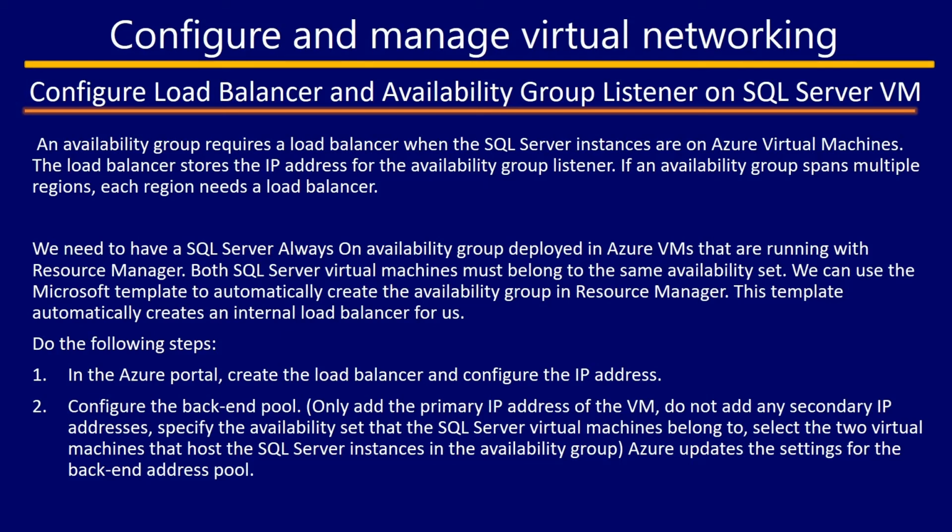Do the following steps. First, in the Azure portal, create the load balancer and configure the IP address. Second, configure the backend pool. Only add the primary IP address of the VM. Do not add any secondary IP addresses. Specify the availability set that the SQL Server virtual machines belong to. Select the two virtual machines that host the SQL Server instances in the availability group. Azure updates the settings for the backend address pool.